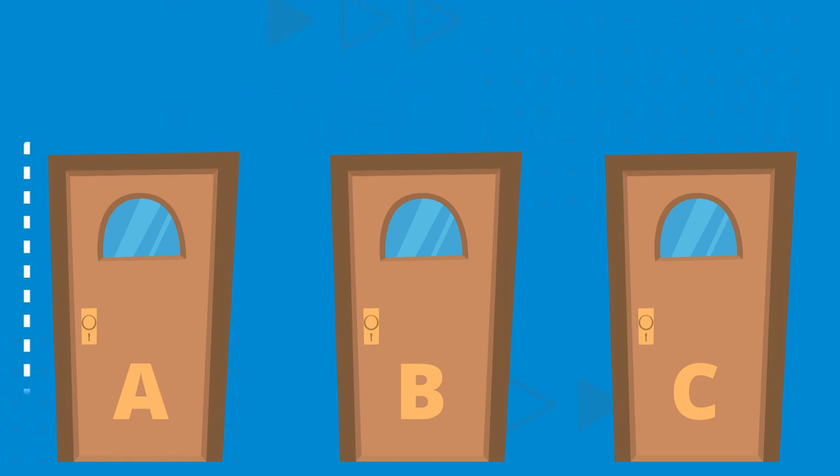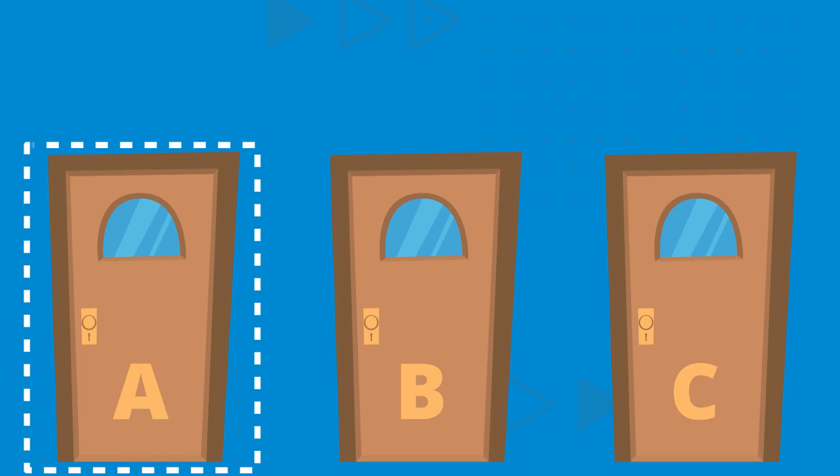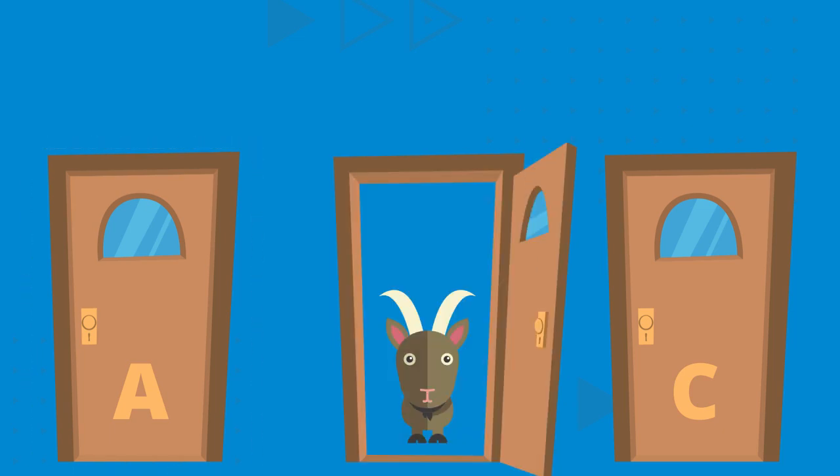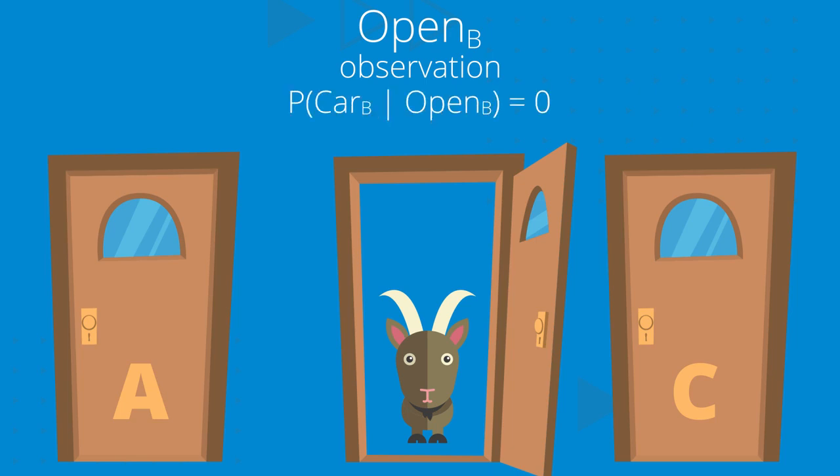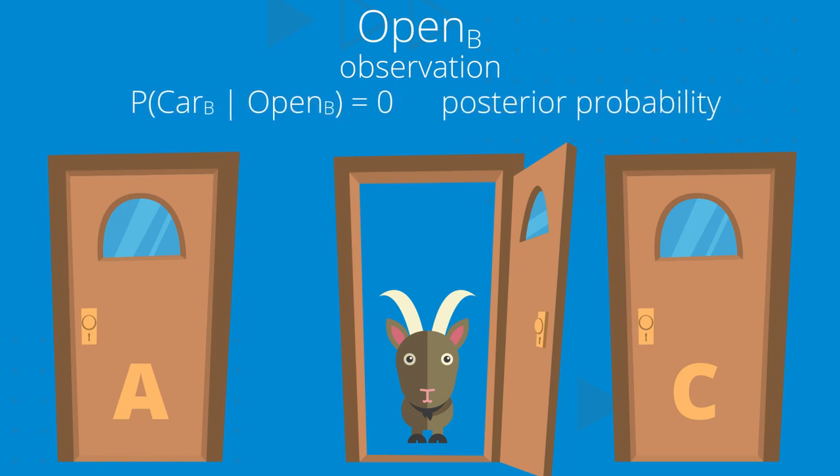Now let's say we pick door A as our first choice. Monty then opens one of the other two doors, say B, to reveal a goat, which clearly implies that door B does not have the car. Here, open B is an observation we just made, and the expression P of car B given open B is known as the posterior probability, that is, our belief after incorporating an observation, and in this case it is 0.